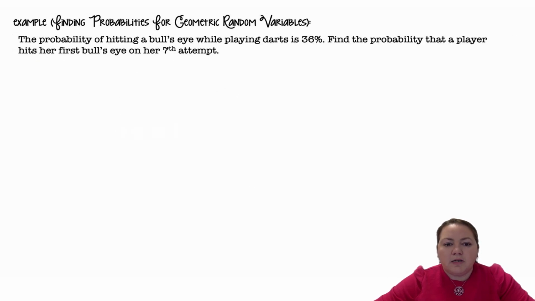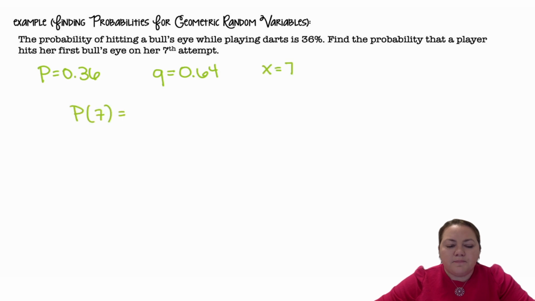All right, find the probabilities for a geometric random variable. The probability of hitting a bullseye when playing darts is 36%. Find the probability that a player hits her first bullseye on her 7th attempt. All right, so probability of success is 0.36, failure is 0.64, X is 7. So I'm going to have 1 success and 6 failures. Probability of failure raised to the n minus 1, which gives us 0.025.